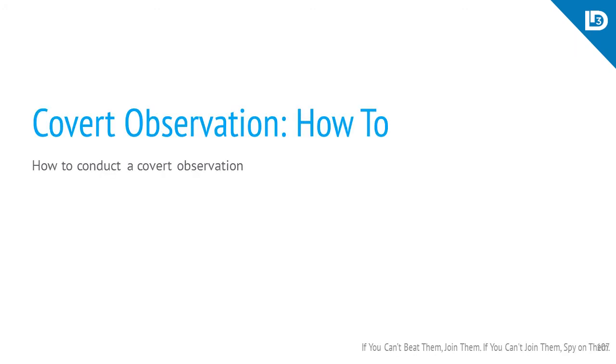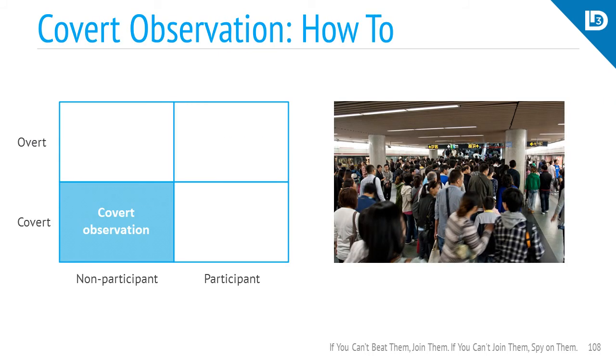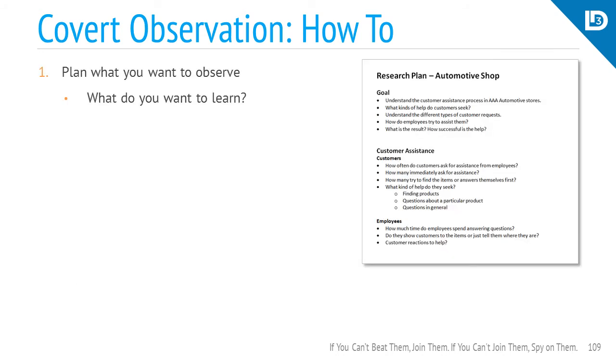So next, how do you do covert observation? What are some of the tips to do a covert observation? So again, covert observation, going out into public places, observing people covertly, and not participating in the activities. Just sitting back and watching what people naturally do in public places. So again, first you want to plan what you want to observe, just like you normally would. What kind of things do you want to learn?